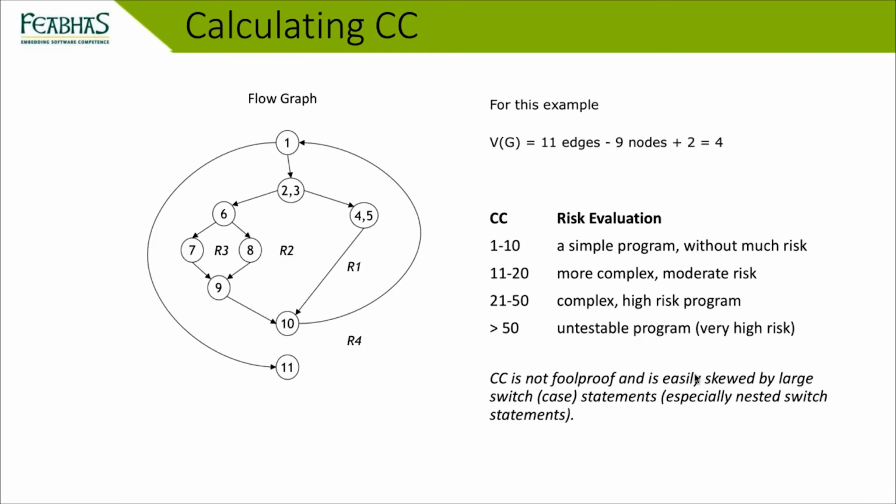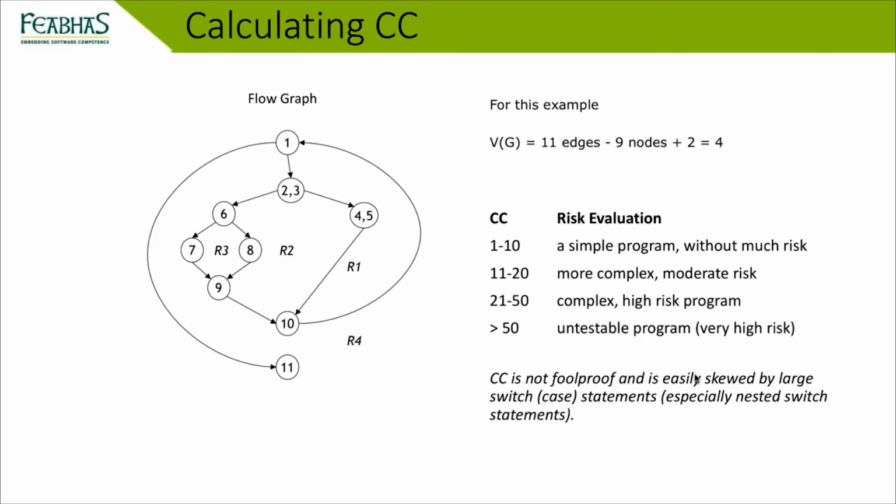Now, when McCabe wrote his first paper, he gave the bounds, and he talked about if a function has a metric of 10 or less, then we can consider it a fairly simple function, and we don't have to worry too much about it. Now, note, again, this doesn't take into account a function calling a function. It's purely at the individual function level. 10 to 20, more complex, certain amount of risk. 20 to 50, getting complex. And then he said above 50 is untestable, very high risk.